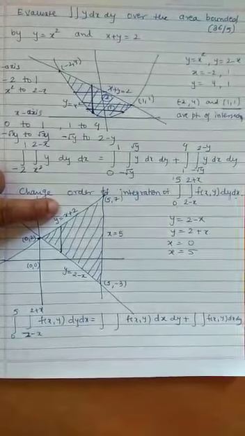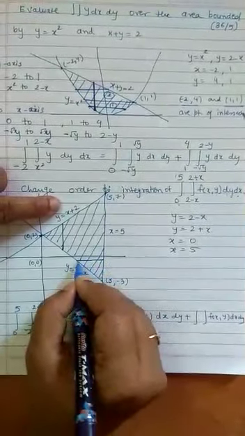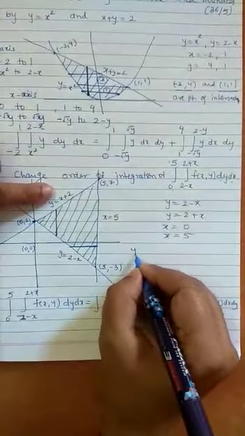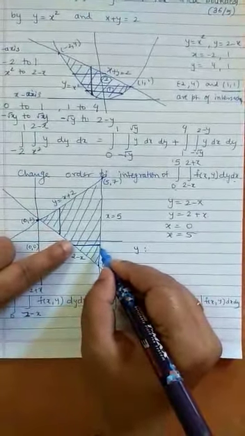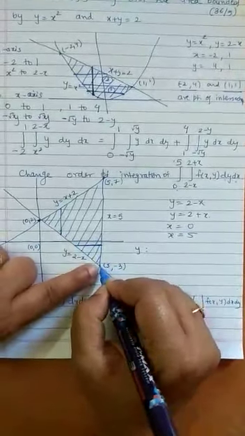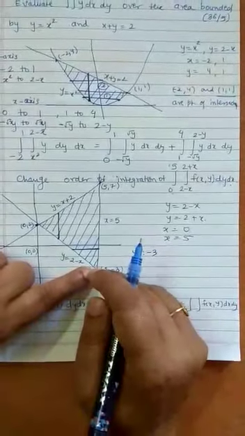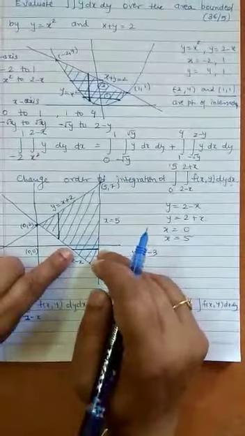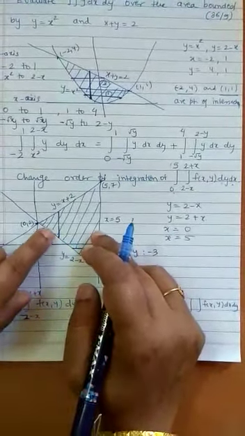Now, I am going to change the order of integration. Taking my strip parallel to the x-axis, the limits of y are constant. So, for constant limits, we need to move the strip. Here y is minus 3. I started walking from here. On this side I have y equal to 2 minus x. On this side x is 5. Okay, no problem. Smooth curve, smooth curve, smooth curve.